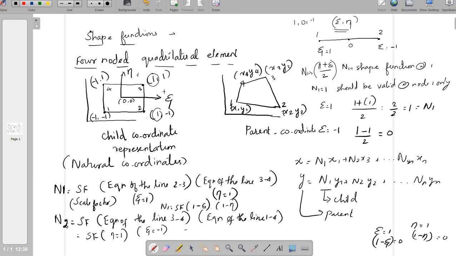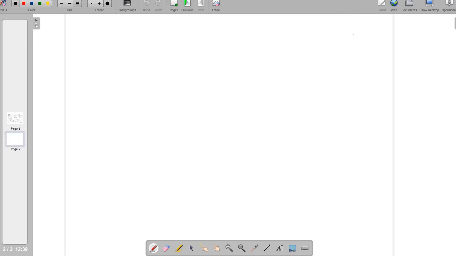So if you change it into an equation, scale factor into 1 minus 1 plus epsilon into 1 minus eta. So you first mention epsilon and then eta. So 1 plus epsilon and 1 minus eta. Similarly, we are going to form it for the other two nodes. So every time it is essential to define the nodes, because we are going to write the equation according to the nodal points only.